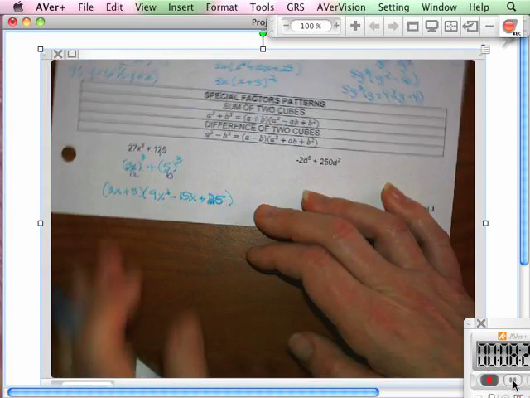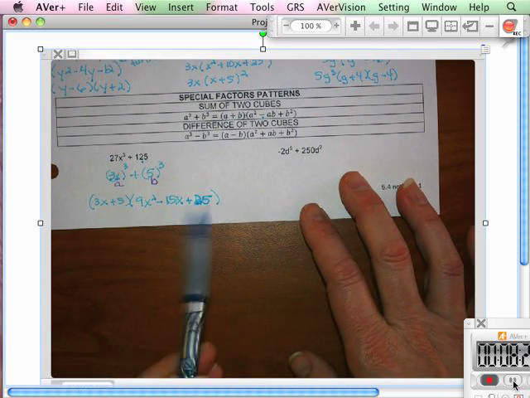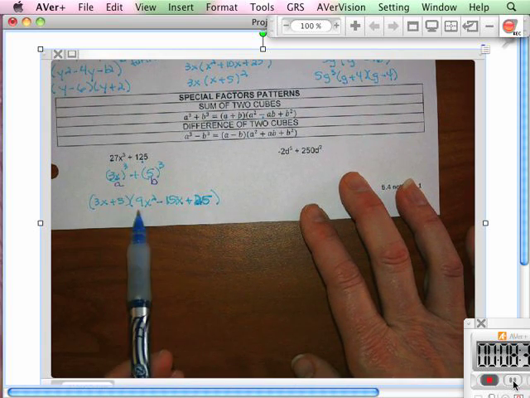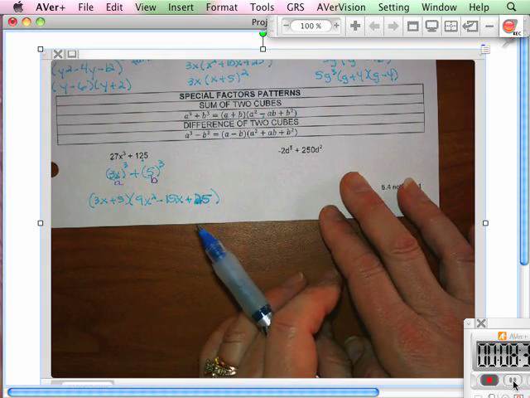Now, you might look at that and say, can it be factored? And you might play around a little bit with it, but it turns out it can't be factored anymore, so that's as far as you can go with that one.